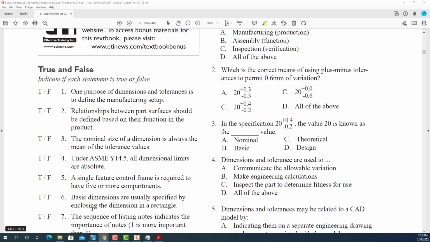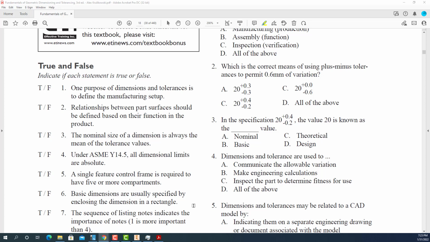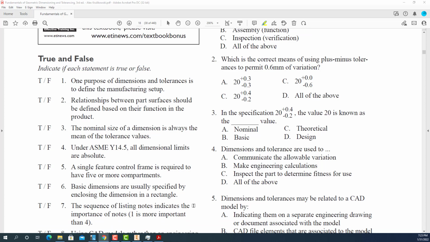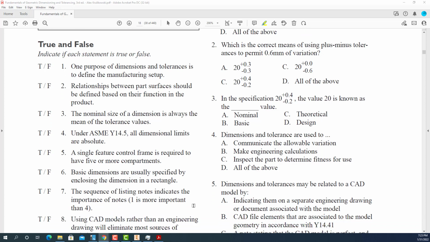Number 6, we're back to you, Darius. Basic dimensions are usually specified by enclosing the dimension in a rectangle. That's true. That is true. Number 7, Halen. So this one says the sequence of listing notes indicates the importance of notes. 1 is more important than 4. Is that false? That's false.